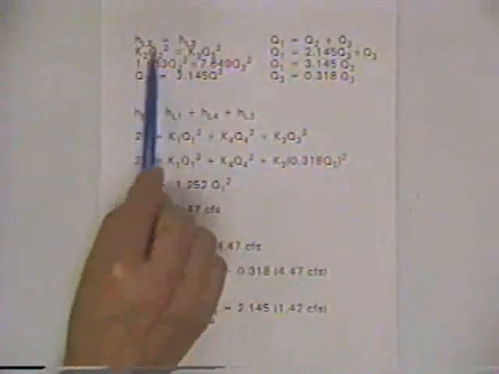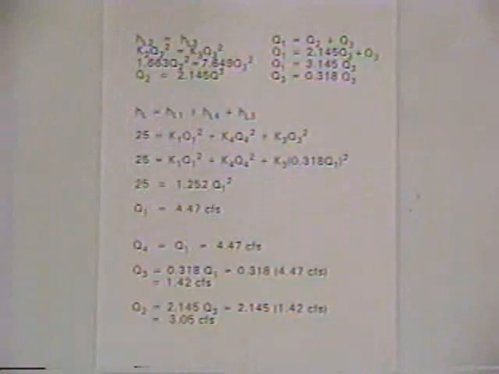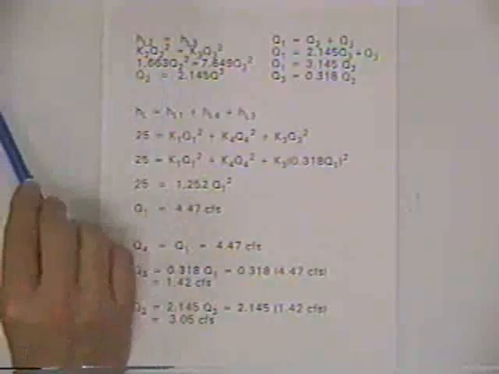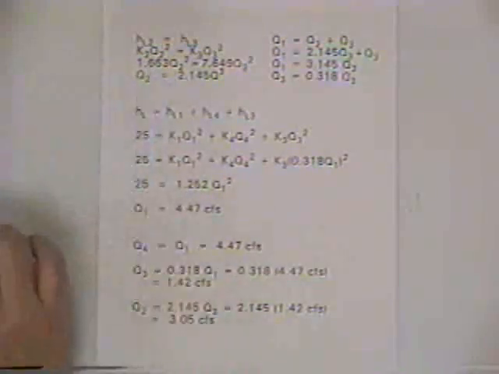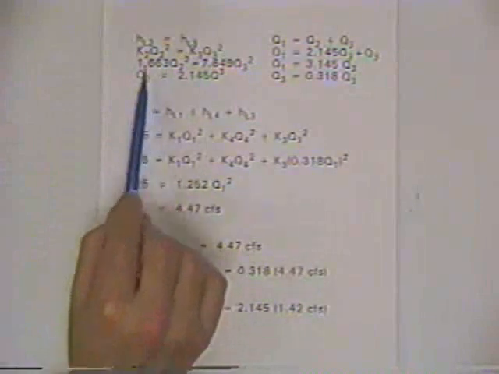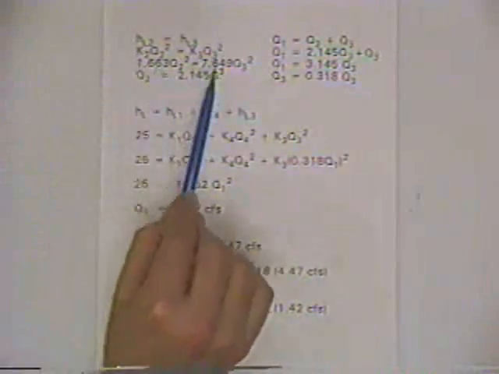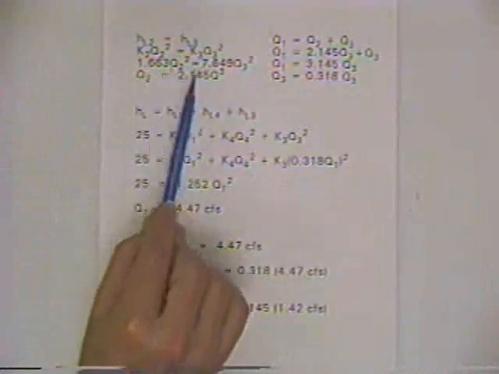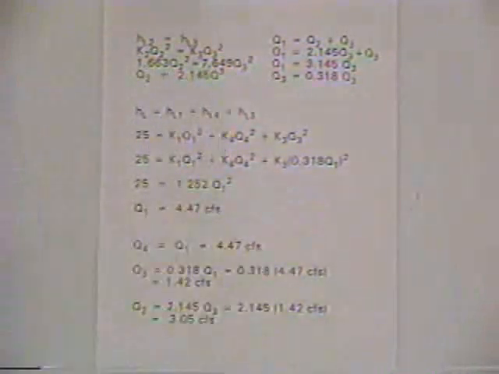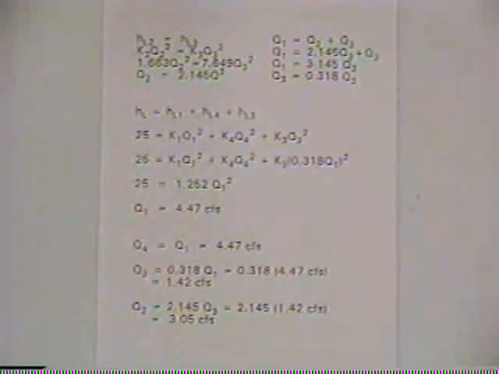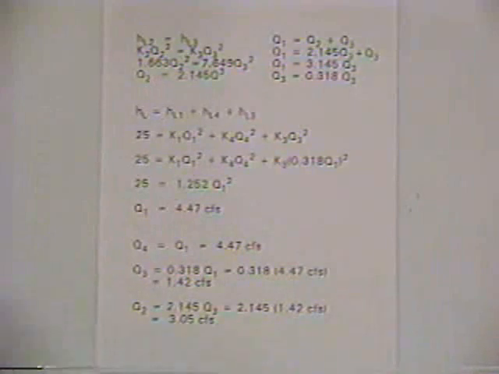And so with two pipes in parallel, the head losses are the same, and you set them equal. Head loss we always express as K times Q squared, and the K is from the Darcy-Weisbach equation. And so once we plug in the numbers from the Darcy-Weisbach equation for the K's, we've got a number times Q2 squared equal to a number times Q3 squared, and that's going to give us that Q2 is just a number times Q3. It tells us the relationship between the flow in those two pipes.